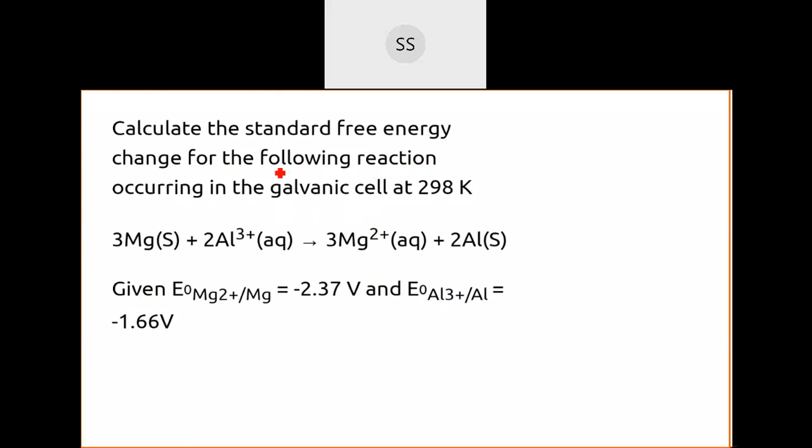Calculate the standard Gibbs energy change for the following reaction, where this equation is given to you: 3 Mg plus 2 Al3+ giving you 3 Mg2+ plus 2 Al. From here you need to identify what is the n value. Take the ion aluminium 3 plus, and how many aluminium are there? 2 aluminiums are there.